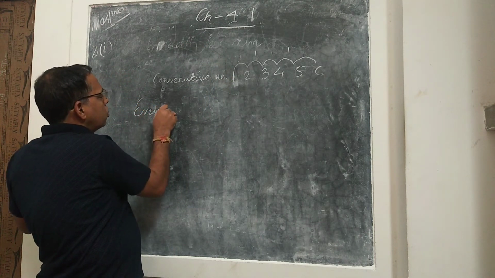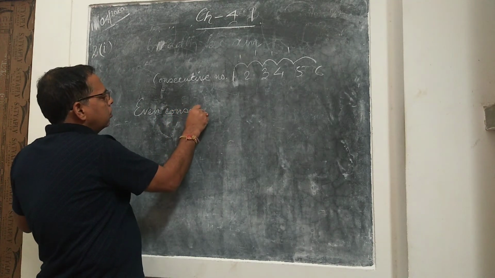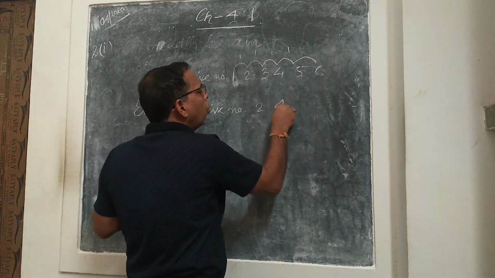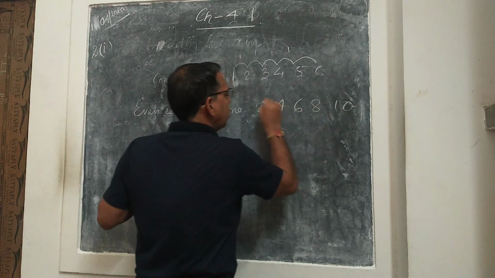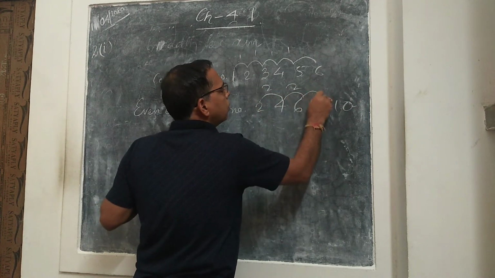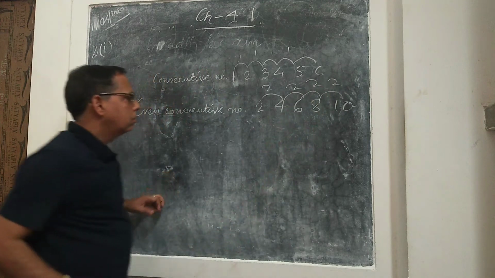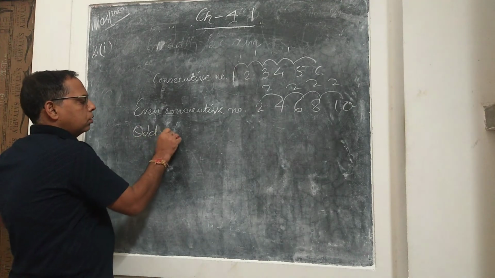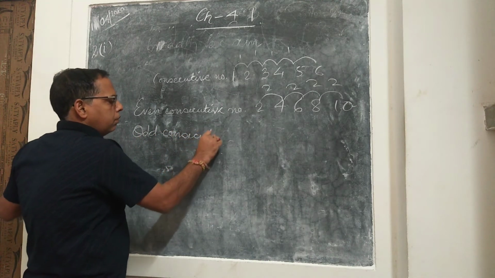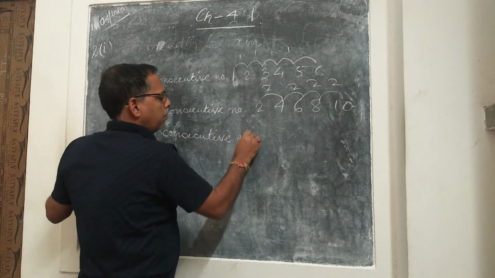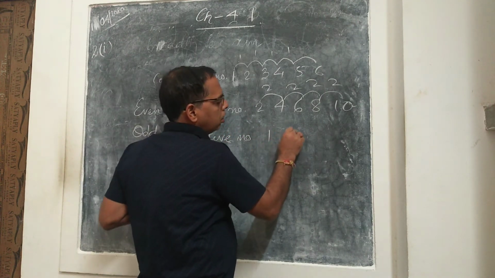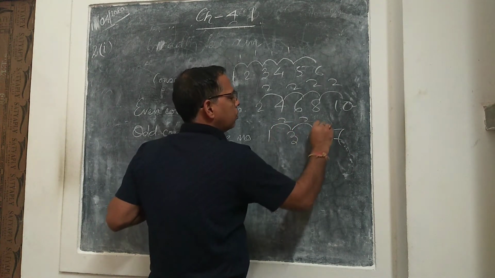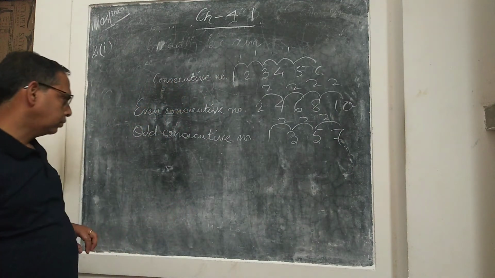Now, even consecutive numbers, then what will it be? 2, 4, 6, 8, 10. See, 2, 2, 2, 2, all are the same. Then let's see, odd consecutive numbers. Then what will be? 1, 3, 5, 7. 2, 2, 2. Okay? Let's see.